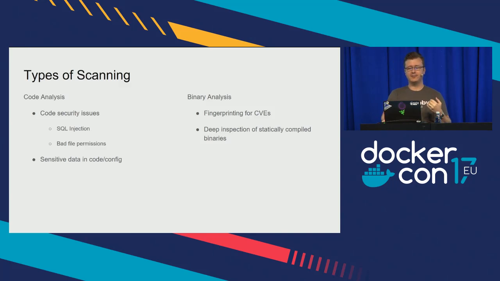And then additionally, the scanning that's already integrated into products like Docker or like Claire, which fingerprints for CVEs. And ideally, we want all the scanning providers to have a deep inspection of statically compiled binaries. This means going in and finding when OpenSSL has actually been compiled into some larger binary, not just looking at the dynamic libraries.